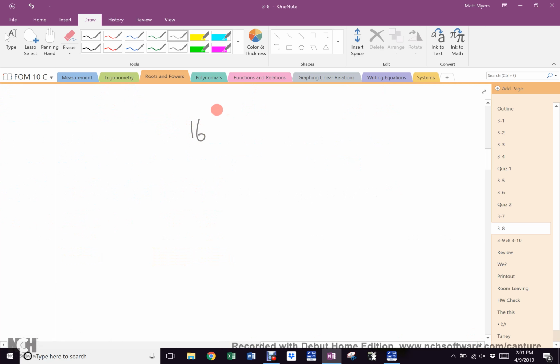16 to the 3 halves. Don't write this down. We know that's the square root of 16 all cubed, right? The square root of 16 is 4 cubed, and that answer is 64. Is everyone cool? Now watch. This is also the square root of 16 cubed, and I'll put the 3 under there. Everybody cool with that? So that is the square root of 16 times 16 times 16, yes? What's the square root of 16?